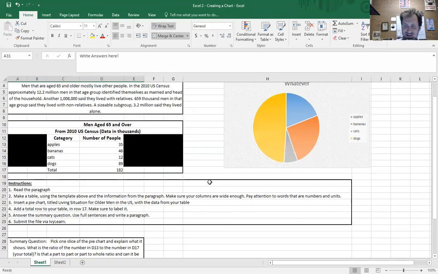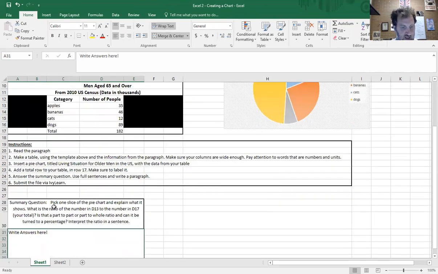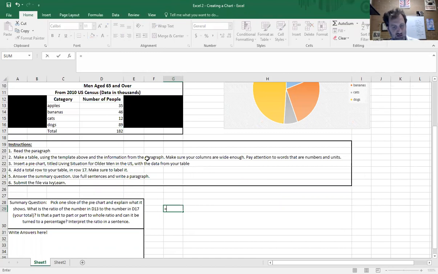So we've practiced talking about math, practiced looking at graphs and saying, okay, let's look at just one thing and talk about what it means. So this is an opportunity to practice that. What is the ratio of the number in D13 to D17? So here's D13, here's D17, and you're going to calculate the ratio. I would just go over here and say equals, and then do D13 divided by D17, because a ratio in math, we're going to use that fraction format, and that really just means we're going to divide.